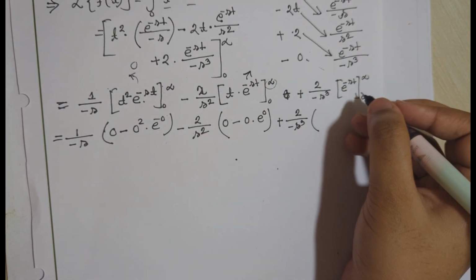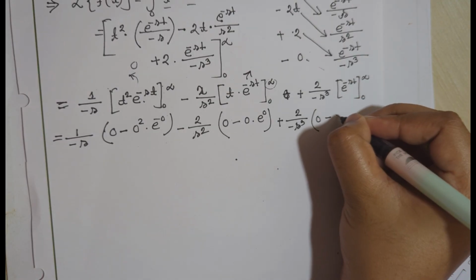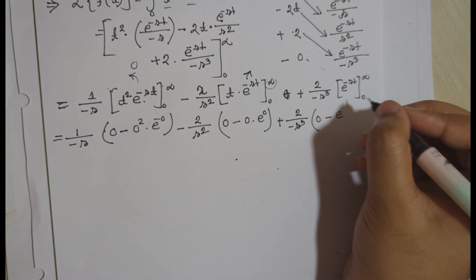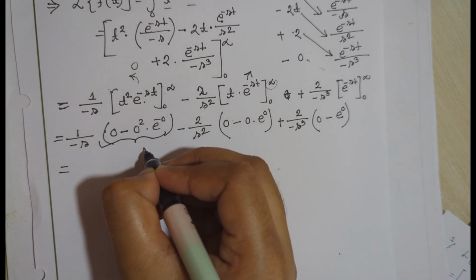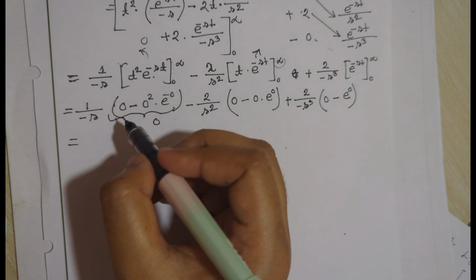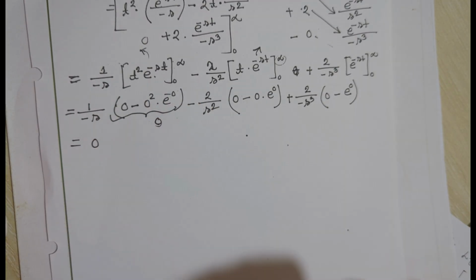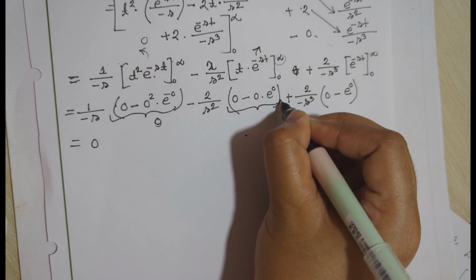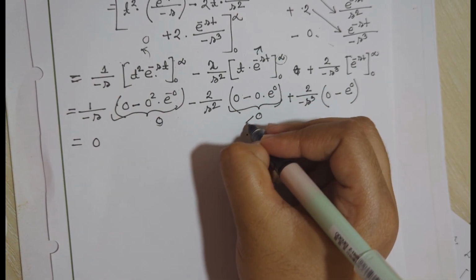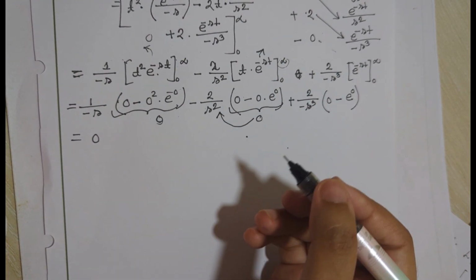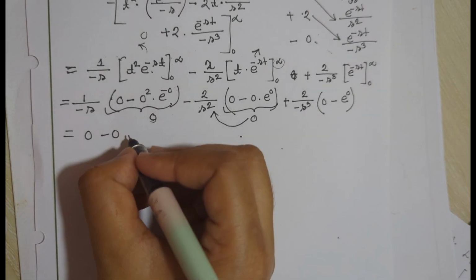Then we will put here the limiting value, e to the power minus infinity means 0, minus e to the power minus 0 into s means e to the power 0. So here our whole limiting value turns to 0, and if we multiply this 0 with 1 divided by minus s, then our whole term will be 0. Then we will also get 0 for this term, and if we multiply this with 2 divided by s square, then this will also be 0.